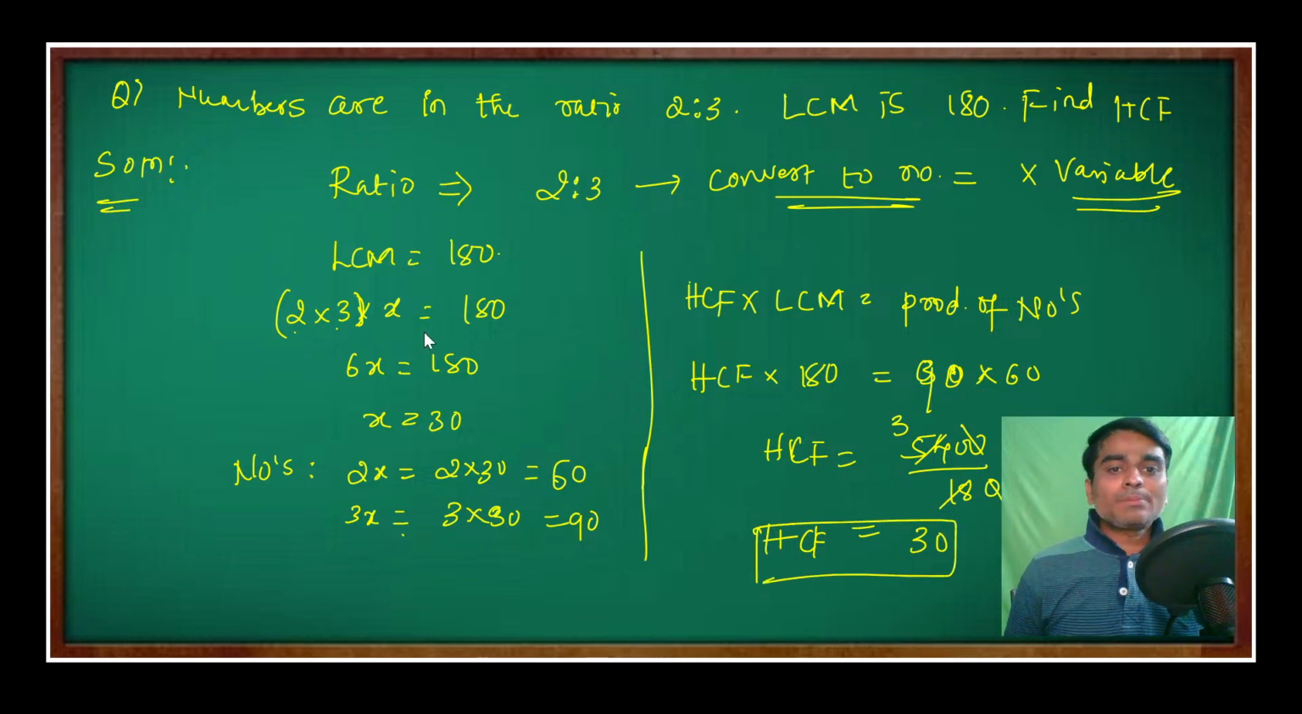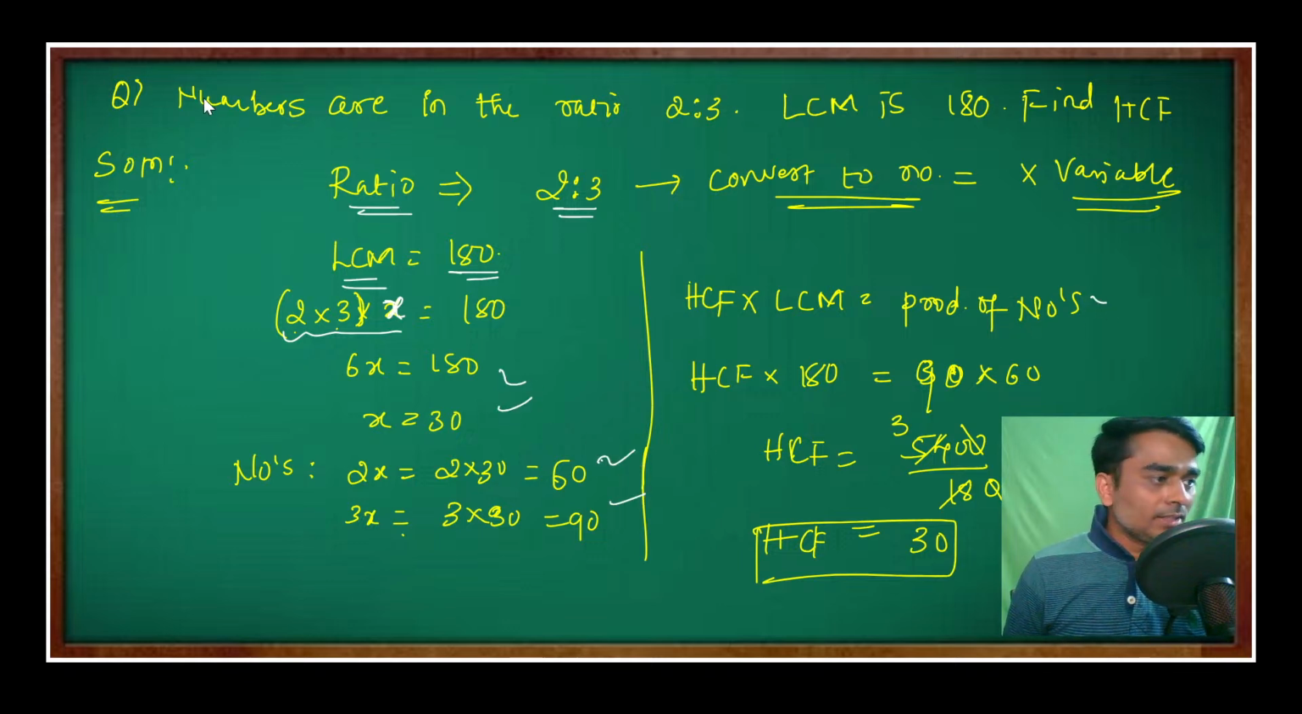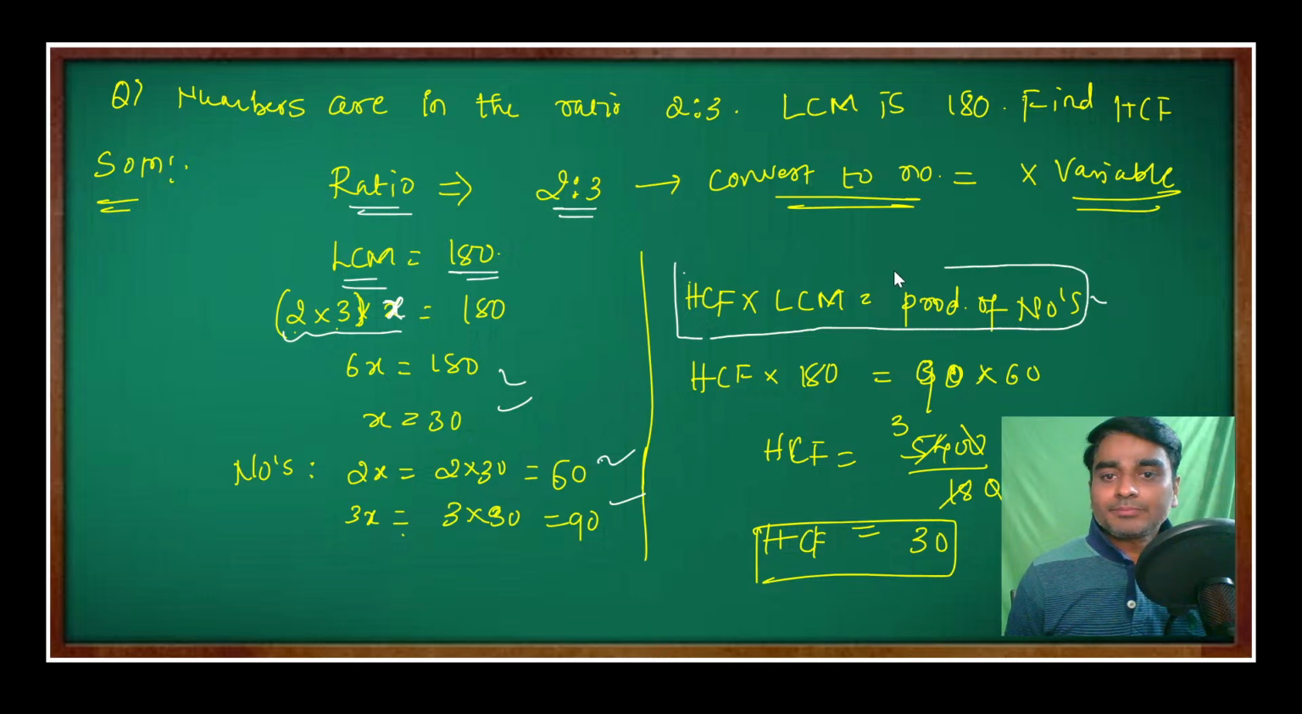But look at the steps, how I have done here. Just look at them. First I took the ratio and wrote it here. Then I wrote the LCM, 180. Then I wrote this. I multiplied by x because I want to convert. I got x, then I got the numbers. Then I used the relation. Sometimes what you people will do, immediately you will take the relation and start from here only. And this sum can be done even in fewer steps.